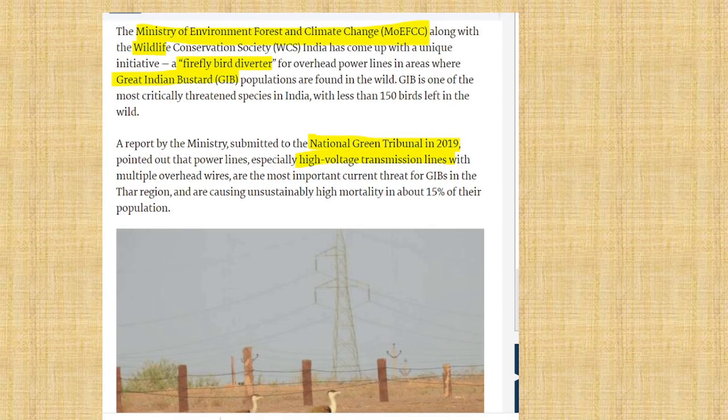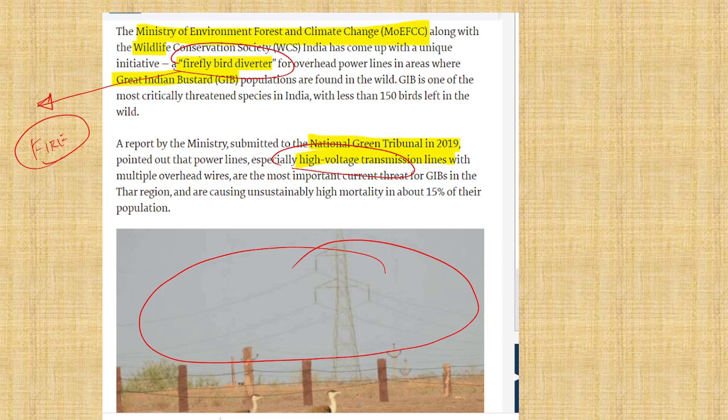I kept this because the Ministry of Environment and Forest has introduced the firebird diverter. As I told you, the Great Indian Bustard gets affected by high voltage transmission lines. Because of these transmission lines, and you can see the picture here, it gets affected.